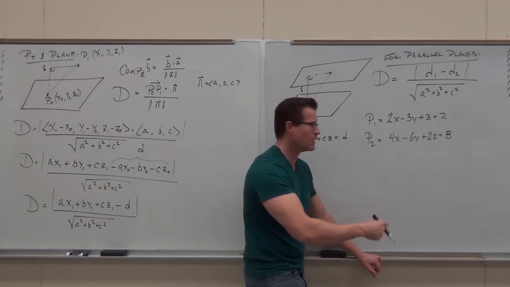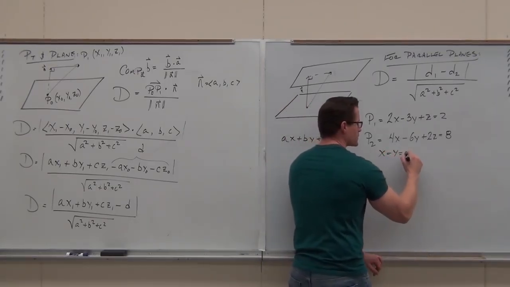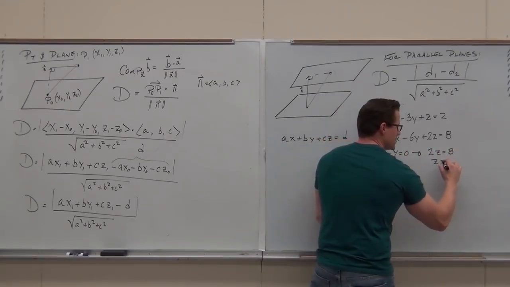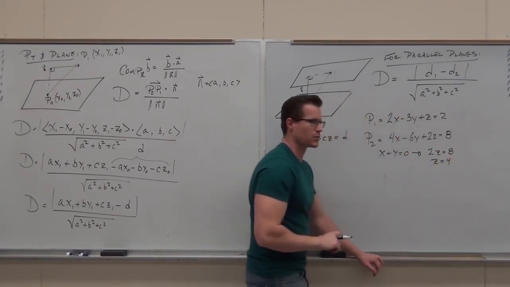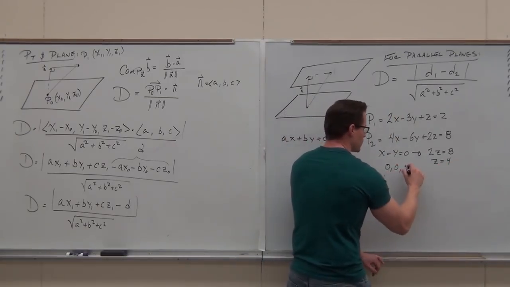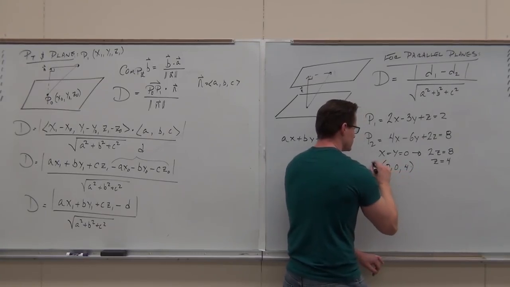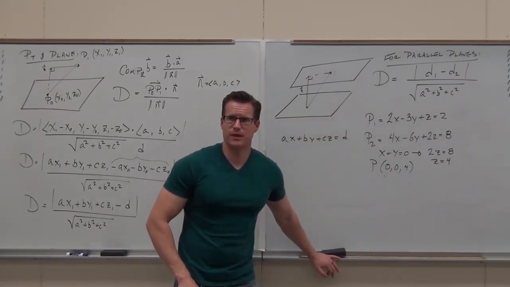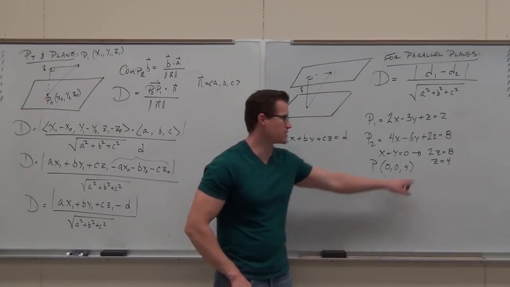This stuff should be ringing a bell. So if I set x equal to y equal to 0, I get 2z equals 8, or z equals 4. There's a point there. It's 0, 0, 4. That is a point on plane number 2. It's actually the point where plane number 2 crosses the z-axis.